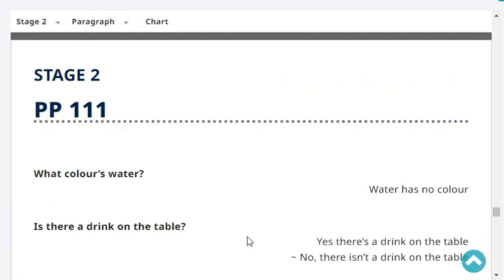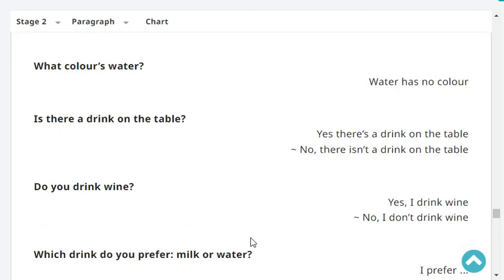Okay, what color's water? Water has no color. Right? Is there a drink on the table? Yes or no? No, there isn't. You're correct. No, there isn't a drink on the table.